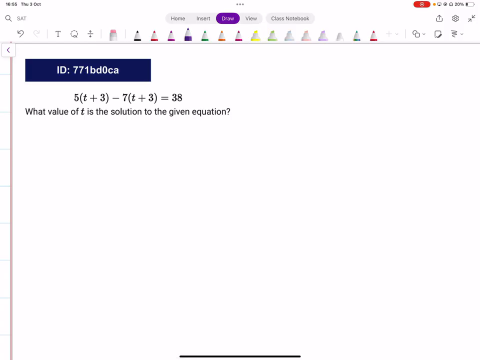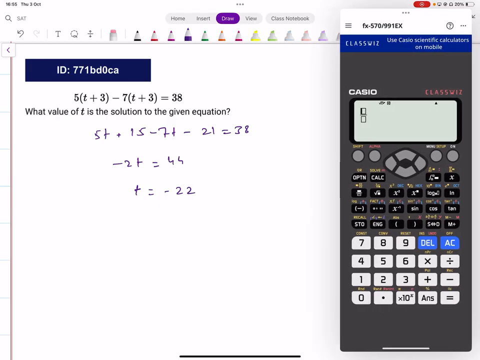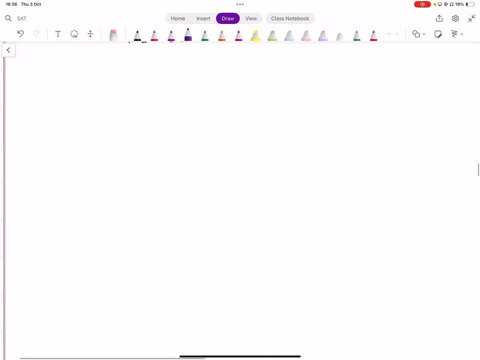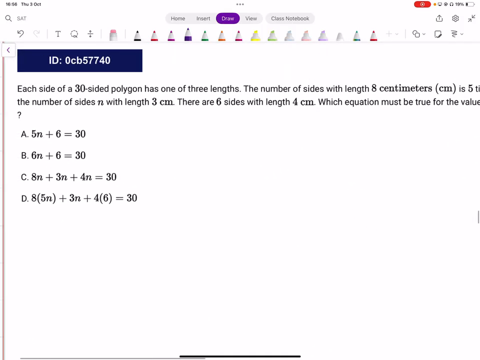What's the problem in this one? What's the solution to this equation? Why is this difficult? 5t plus 15 minus 70 minus 21 equals 38 minus 2t equals 44 and t equals minus 22. Is that what we get? Is that okay? I don't know why someone selected this. Okay, question five was this. And then you have question number seven. Okay, so that's the next one.